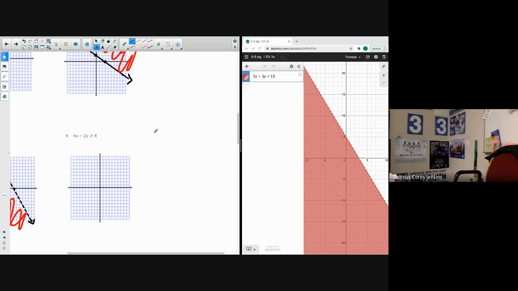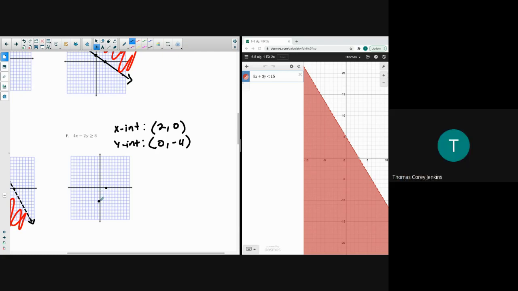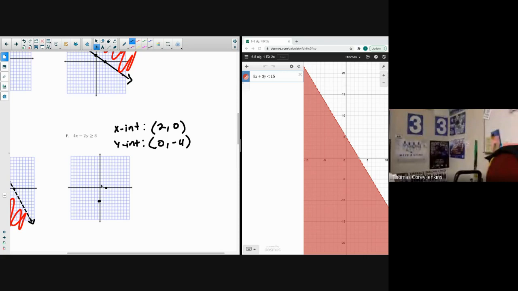All right, so my x-intercept is going to be 8 over 4, which is 2. Okay, so it goes through 2, 0. My y-intercept is going to be equal to 8 over negative 2, so negative 4. So it goes through 0, comma, negative 4 also. All right, so at that point, I know my boundary line is solid. I'll do this one a little bit quicker than I have been.